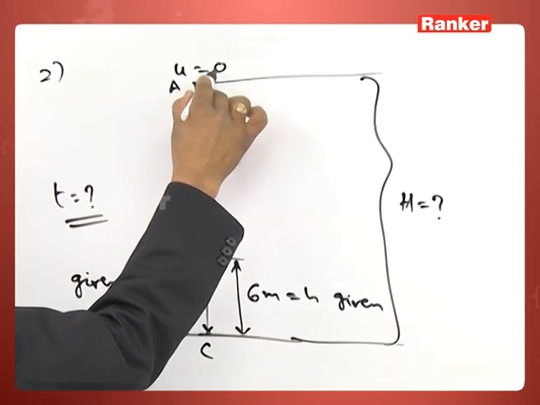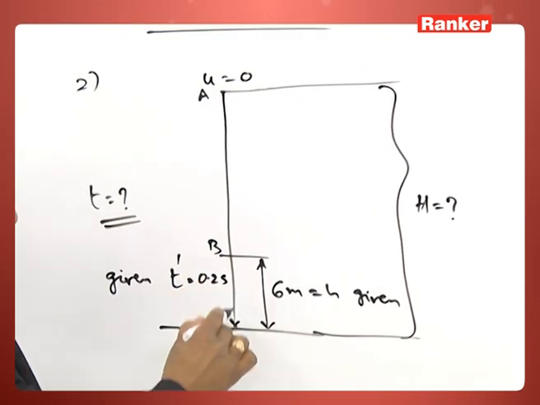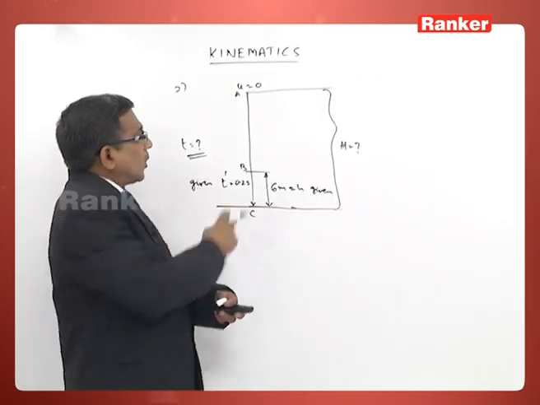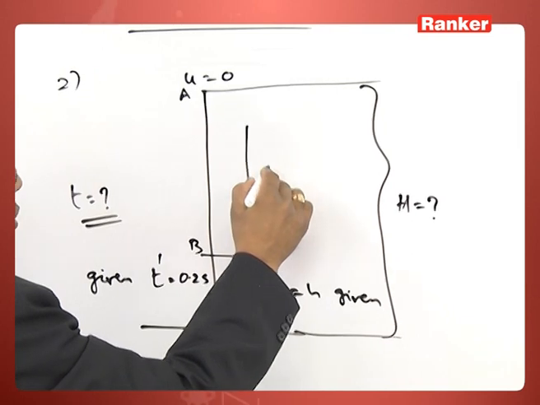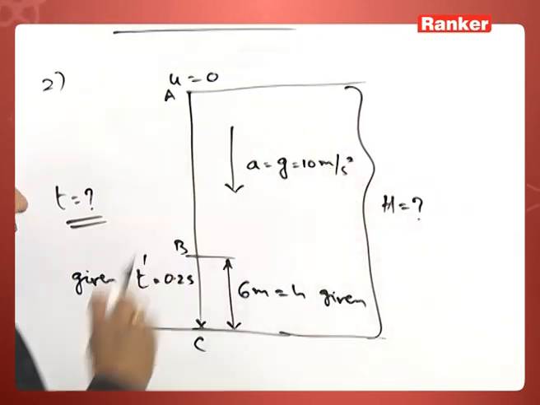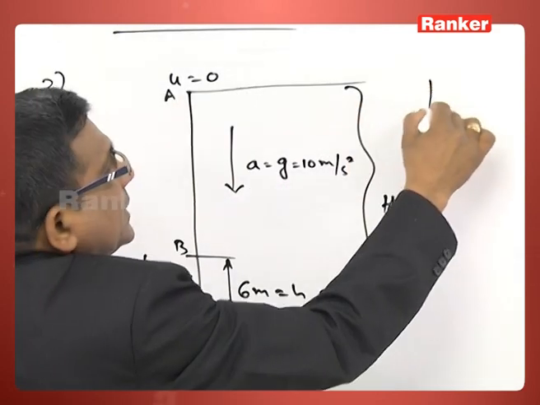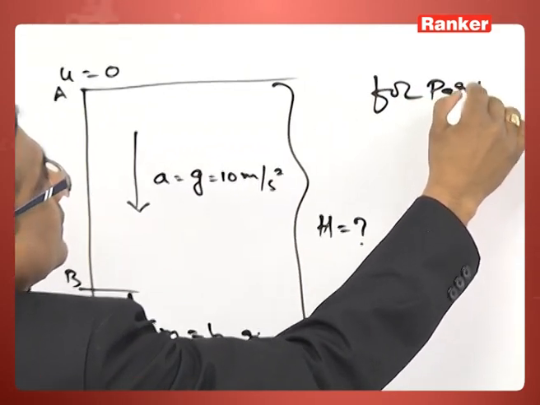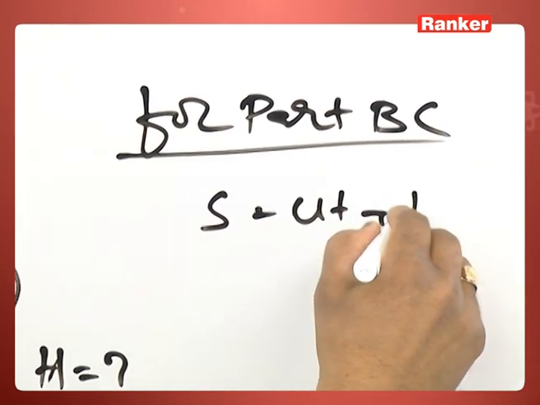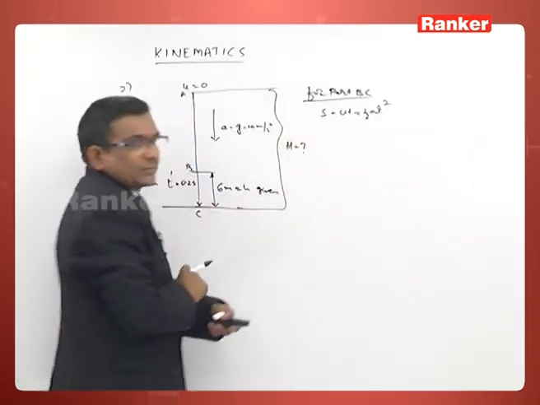From A you have dropped with 0 velocity, it reached B, and from B to C, time given, distance given. Now to solve the problem, as it is falling down, we can take a is equal to g is equal to 10 meter per second square. Then for part BC, let us use the formula S is equal to ut plus half at square.